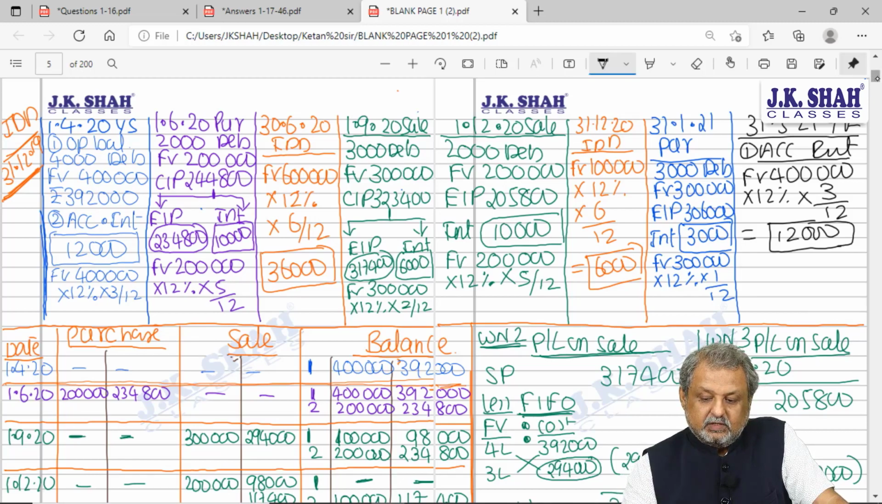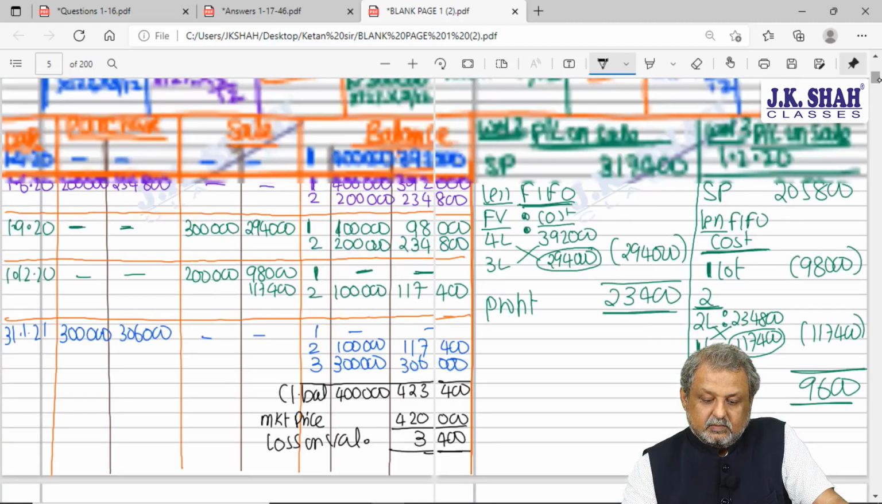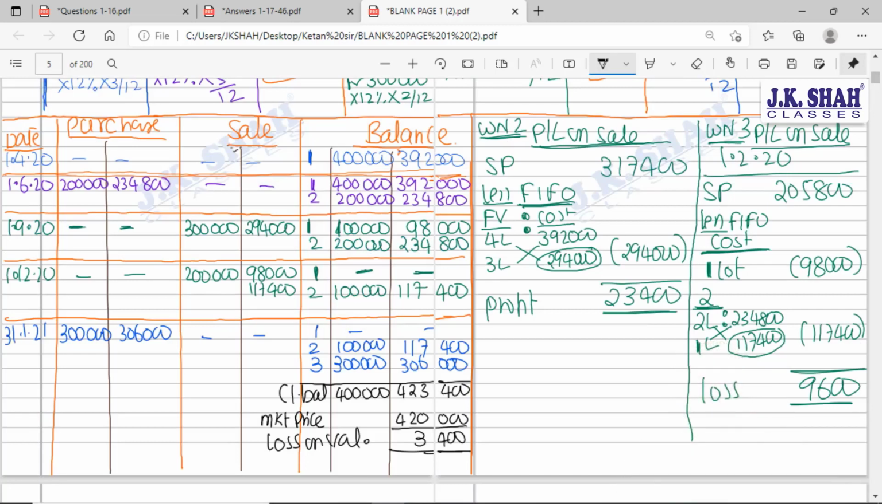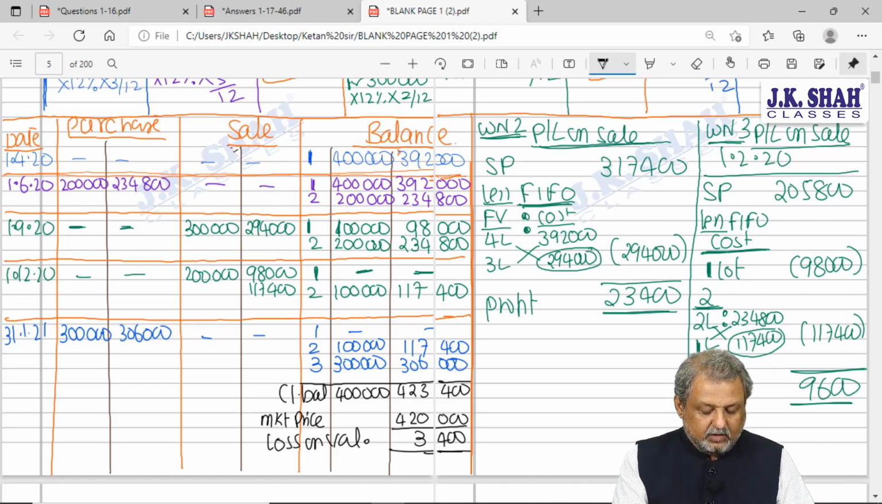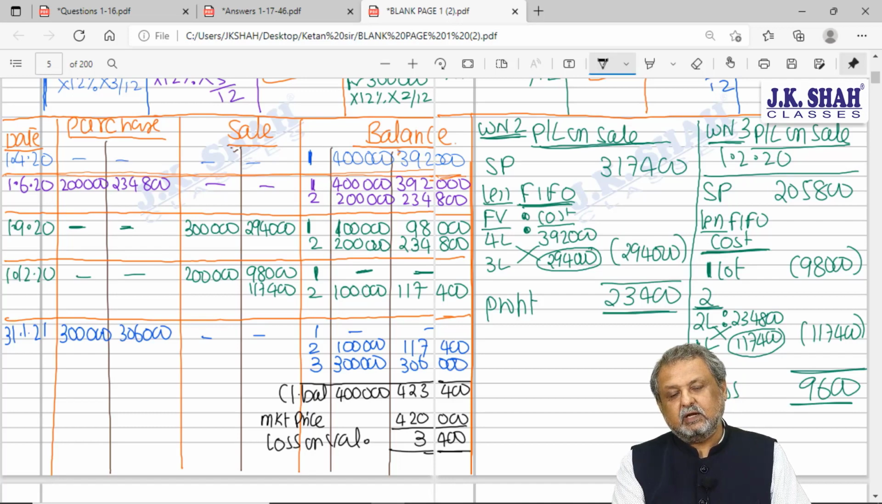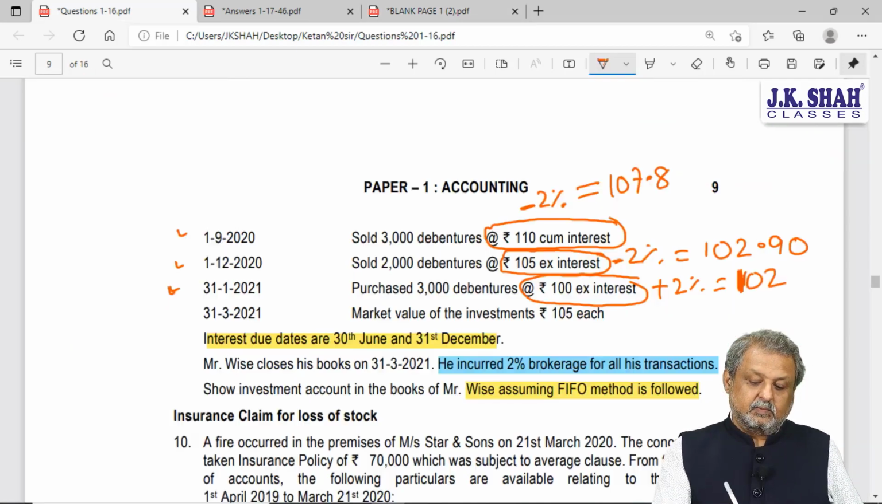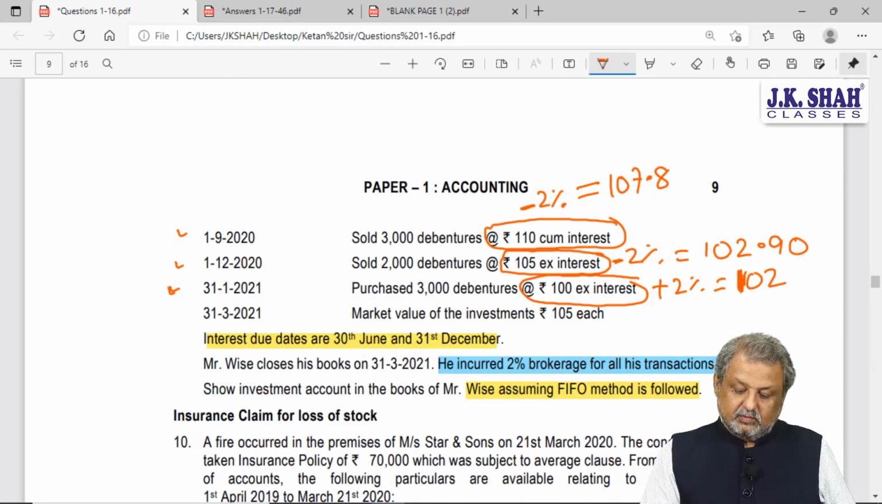So the first working is done, then the second working. You may present your answer in any manner you like. The working notes need not be made in this format only. I keep on saying that. Do what you are comfortable. So that's over. That is the investment account.